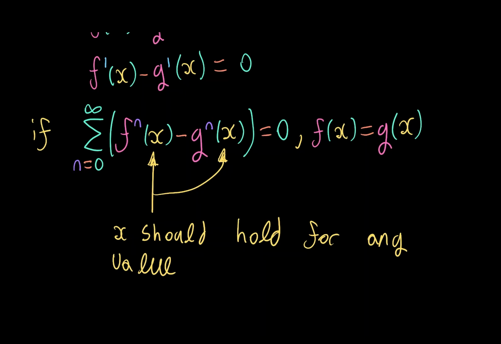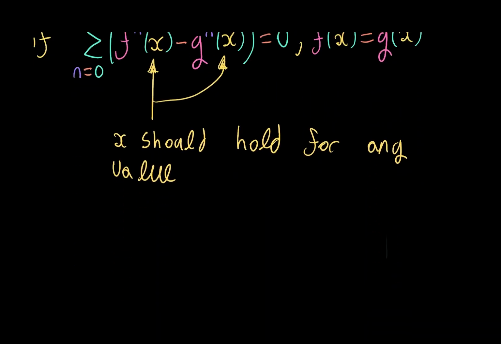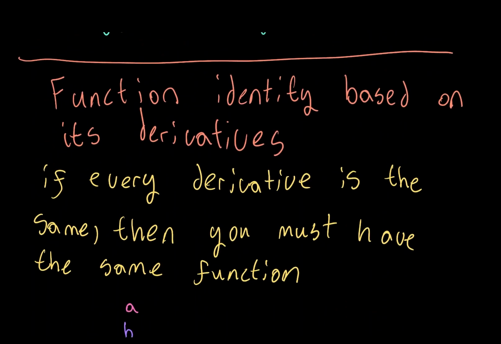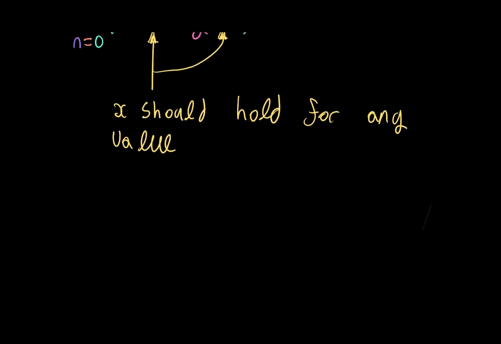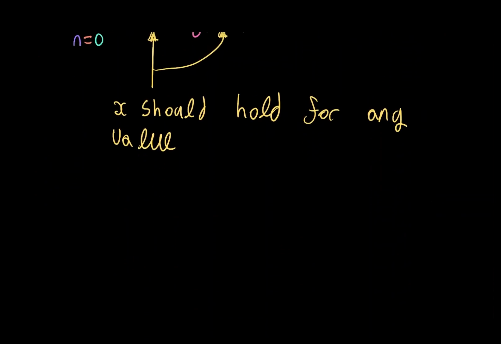All right. So with this idea in hand, where a function's identity can be based on its derivatives, right? Then what if we were to mimic all those derivatives? So let's get into this. And this is really the idea of a Taylor series.